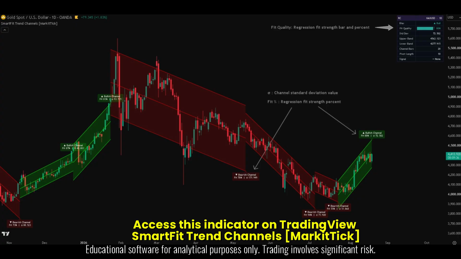When enabled, a channel merge algorithm compares the gap between a newly forming channel and the prior one, using standard deviation-based tolerance settings to determine whether the two segments should be treated as a continuous structure.